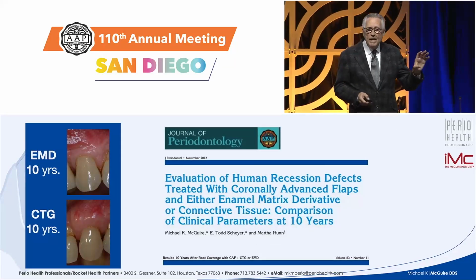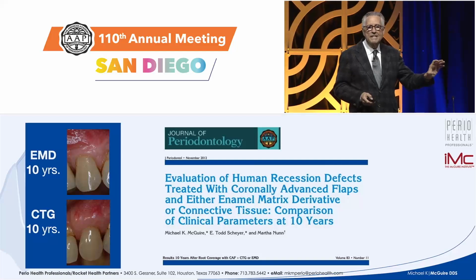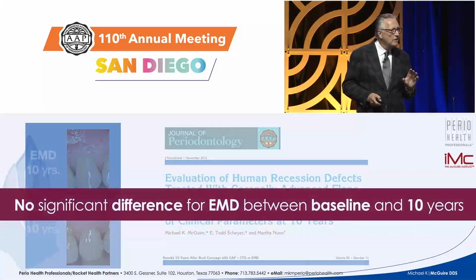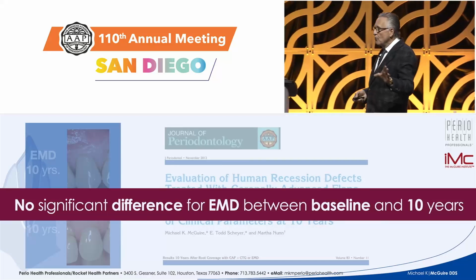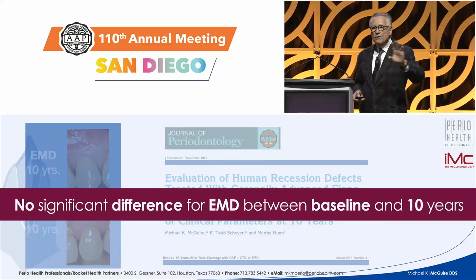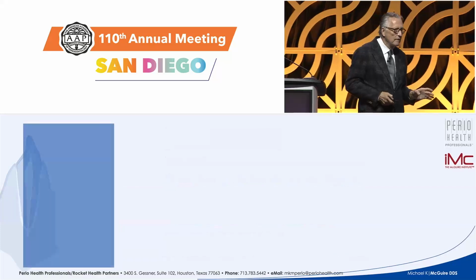How about long term? Believe it or not, we were able to bring back enough of these patients to get statistical significance for evaluation at 10 years. And what we found was at 10 years, everything was holding up well. Either procedure was equal, whether it was connective tissue graft or the enamel matrix derivative.